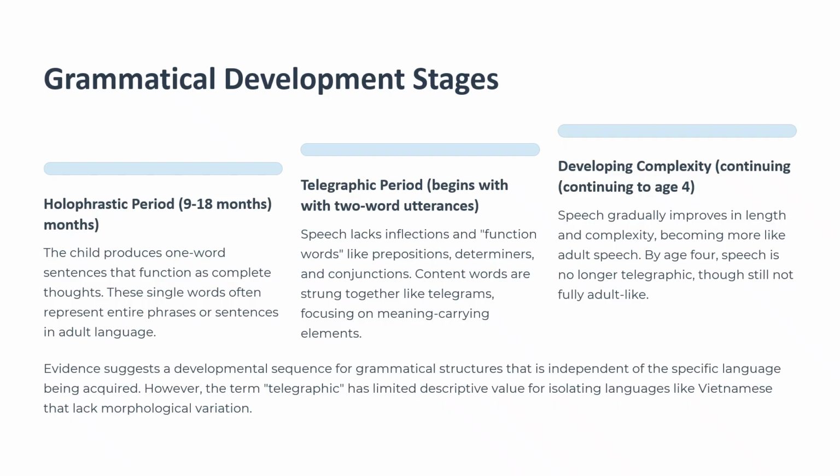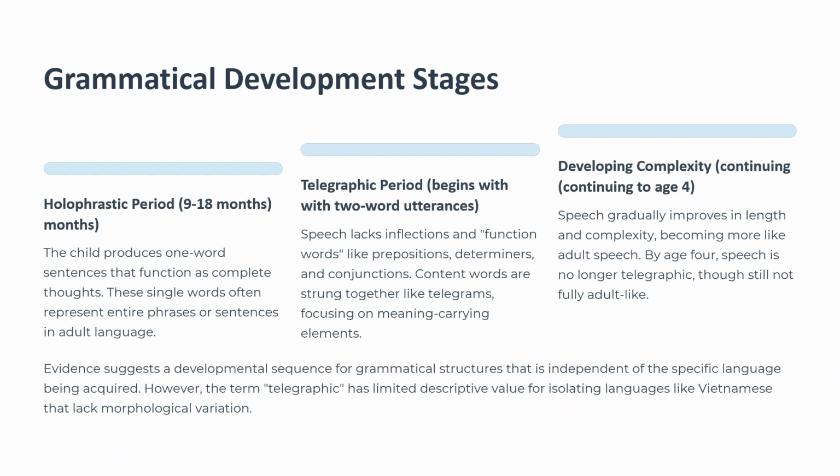Holophrasic period, 9 to 18 months. The child produces one-word sentences that function as complete thoughts. These single words often represent entire phrases or sentences in adult language.